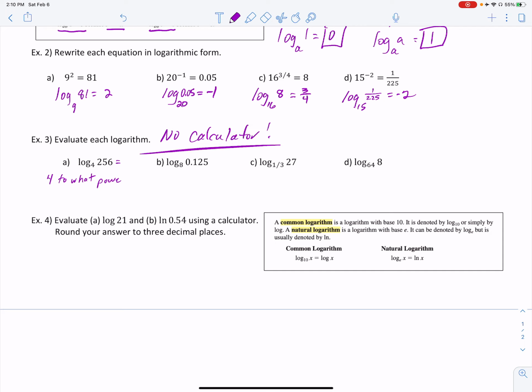No calculator. 4 to what power equals 256? If I think of this as a variable, we're answering 4 to what power is 256? And the answer to that, well, 16 squared is 256. And so that is 4 to the 4th. And so 4 to the 4th will be 256.